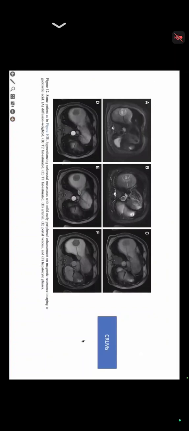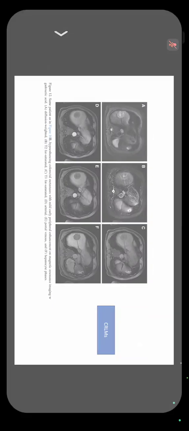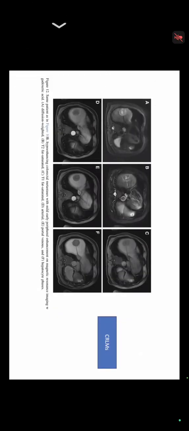So the other important malignancy we frequently encounter in the UK is colorectal metastasis. So we can see this hypoenhancing lesion with the diffusion weighted changes, and also peripheral enhancement in the arterial phase, which phases out on the venous.